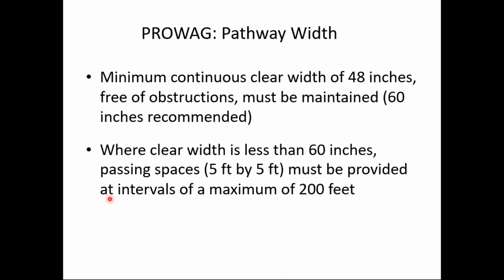Pathway width we addressed yesterday, but it helps to review. Remember that under PROWAG, the minimum continuous clear width of 48 inches must be maintained. More than that is recommended, and as I said yesterday too, probably many of your agencies may use 5 feet as the minimum, and that's fine. You can go above and beyond PROWAG. But keep in mind, for those of you that rely on PROWAG, where the clear width is less than 60 inches, you have to provide passing spaces, 5 foot by 5 foot passing spaces at intervals of a maximum of 200 feet.